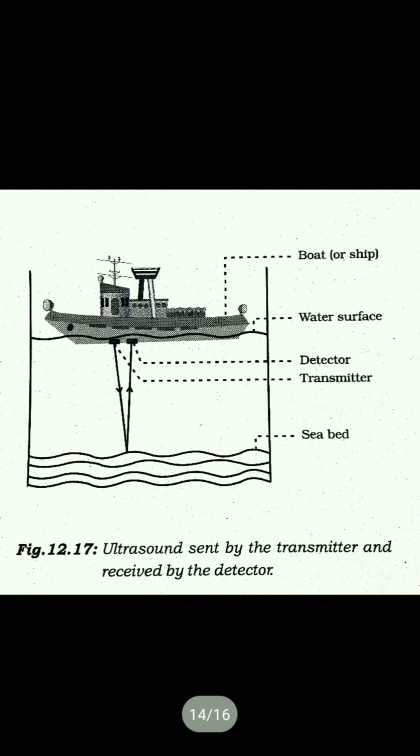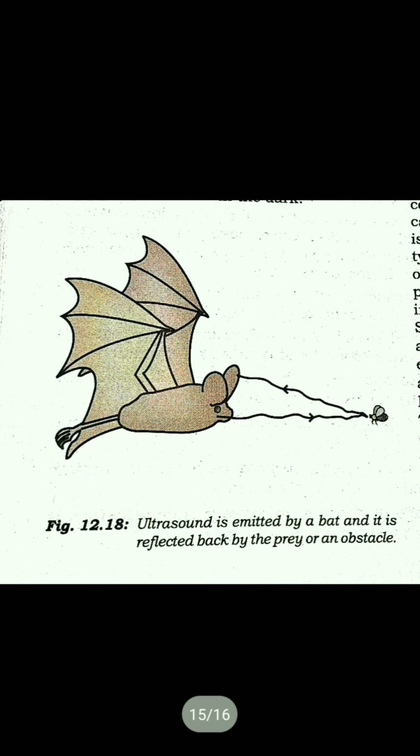Now, do you know how the bat finds its prey? We know that the bats can't see at night, but they can easily catch their prey. But how is it possible? The bats send out ultrasound, and that ultrasound goes and hits the insect, that is its prey, and then it is reflected back. So the bat can sense the exact location of the insect and thus can feed upon that particular insect.